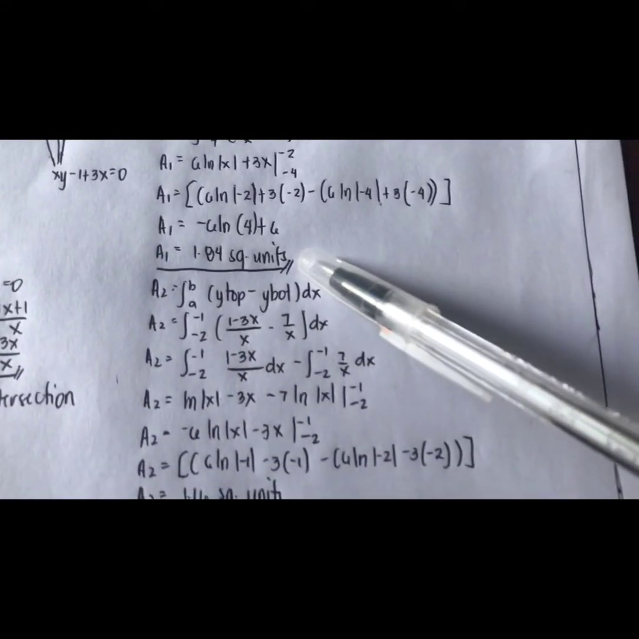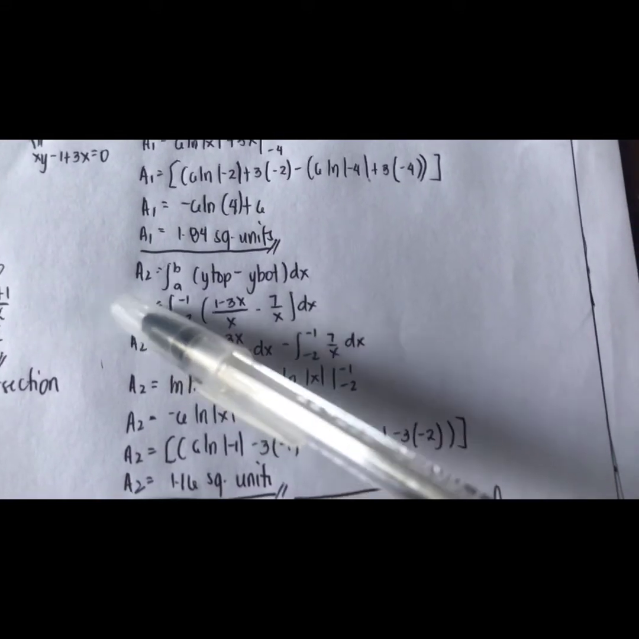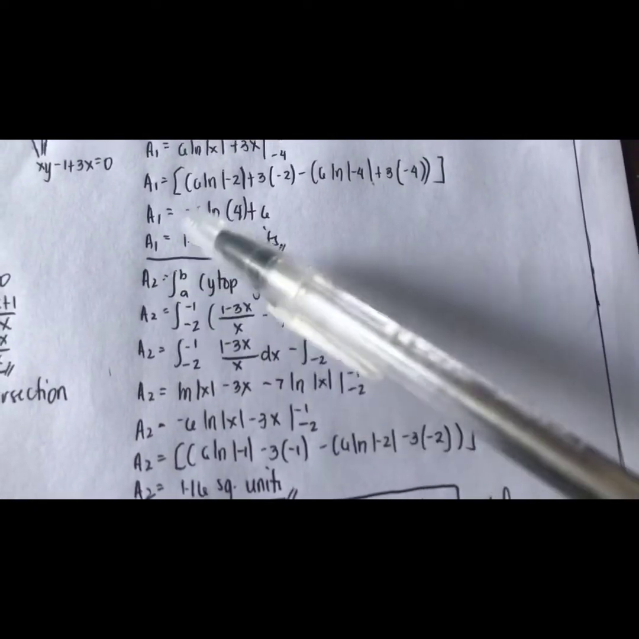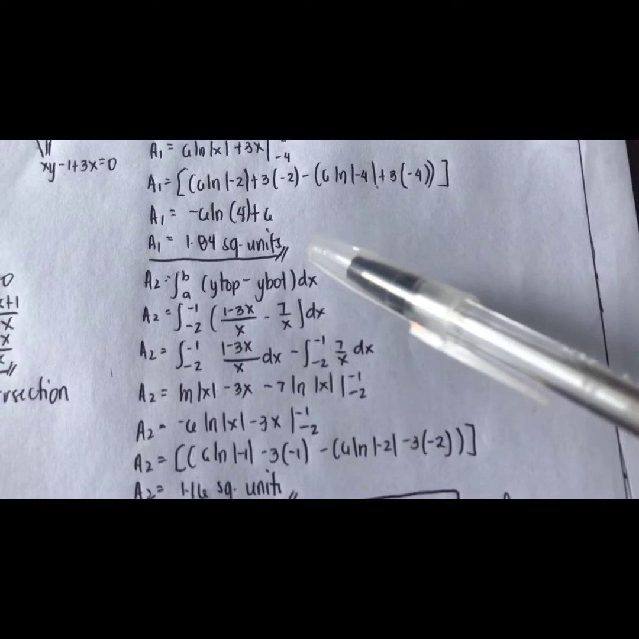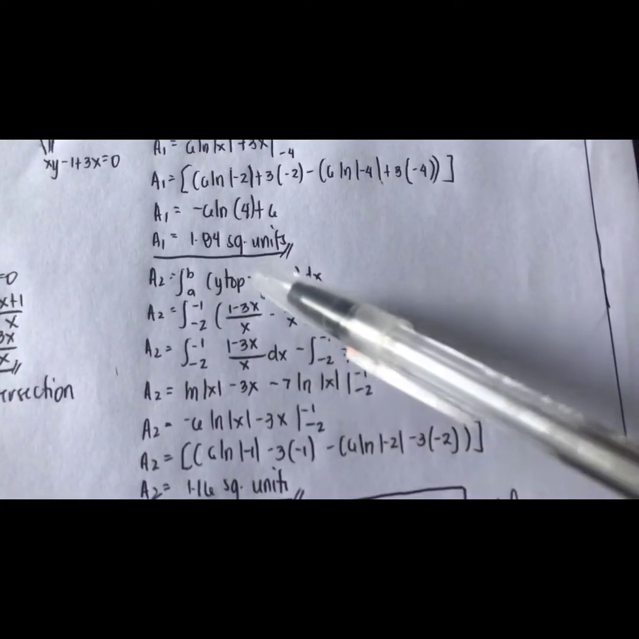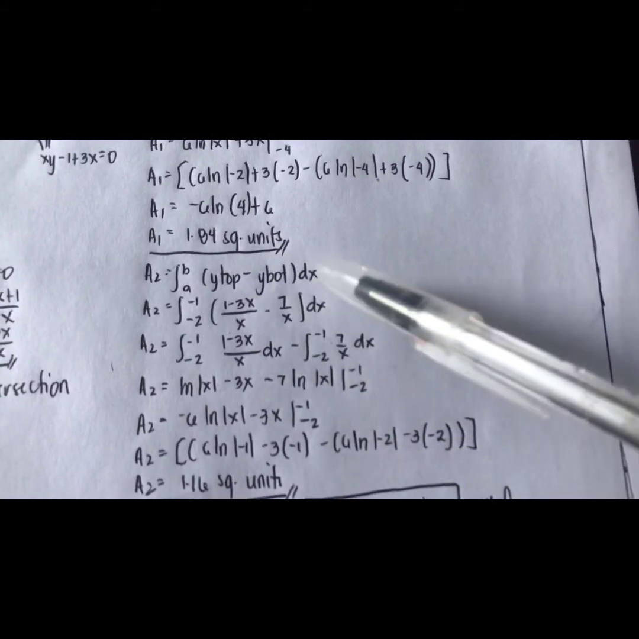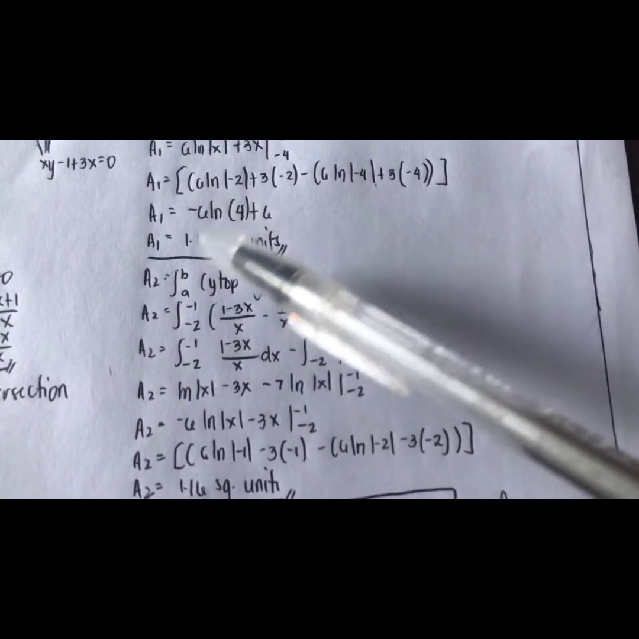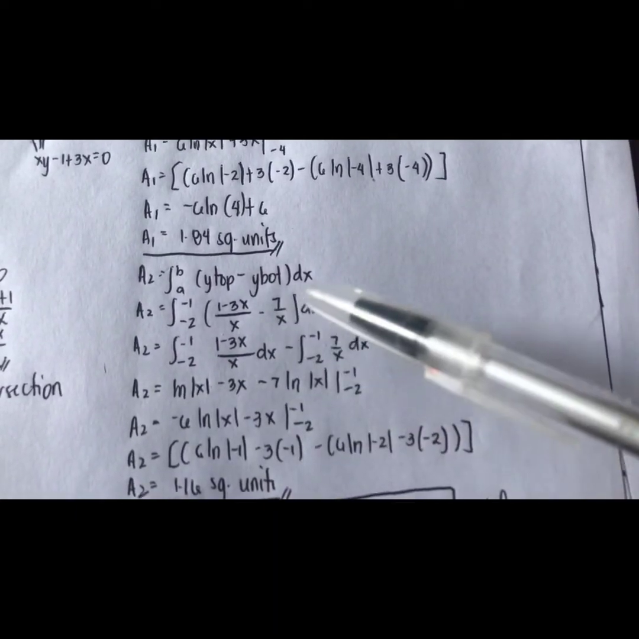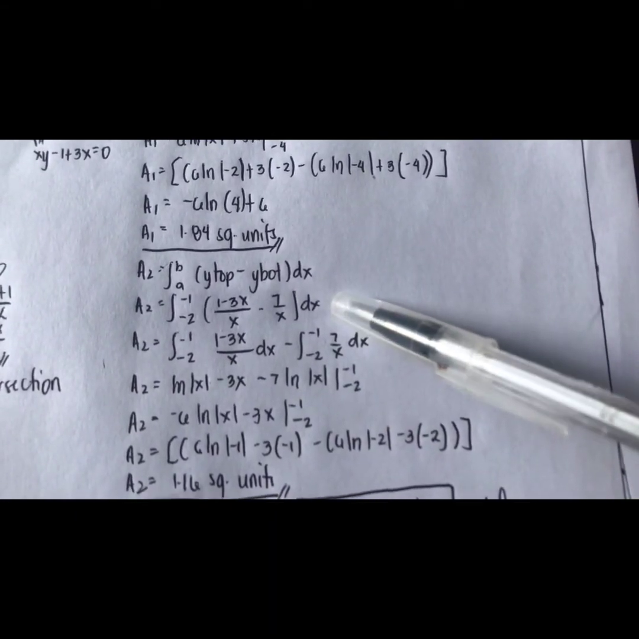Now, for the second, we'll use a2 is equal to the integral of y top minus y bot dx from a to b. Now, let's input the values. We will have a2 is equal to the integral of 1 minus 3x over x minus 7x dx from negative 2 to negative 1. And we're going to integrate this using the integration by parts.